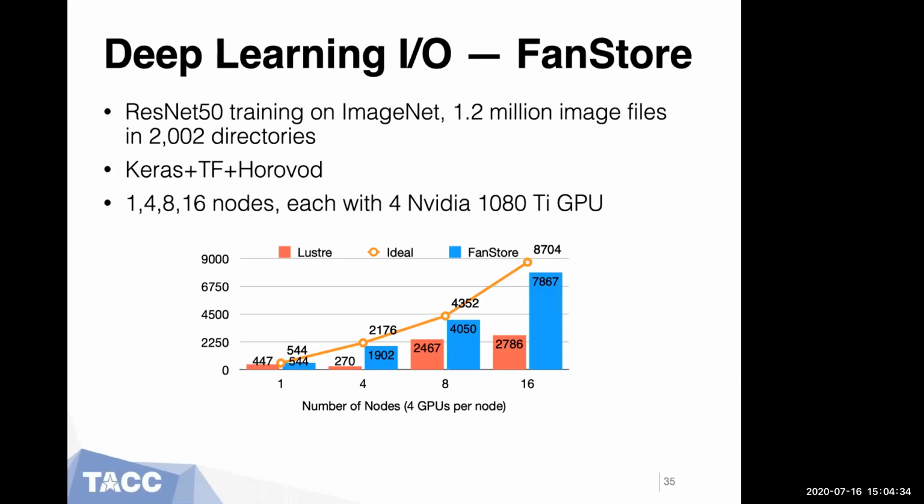Our baseline is 1 node. In 1 node, there's no distributed overhead, but still we have about 90% efficiency. Okay, so this is our solution.